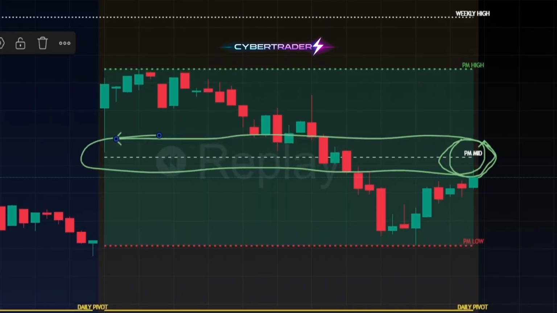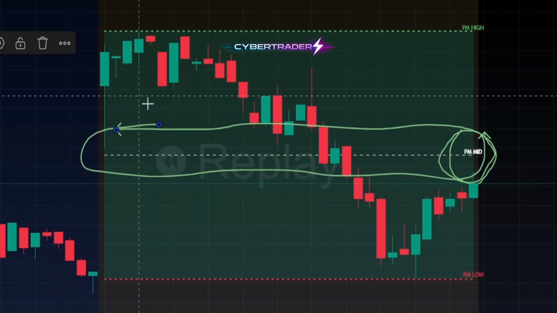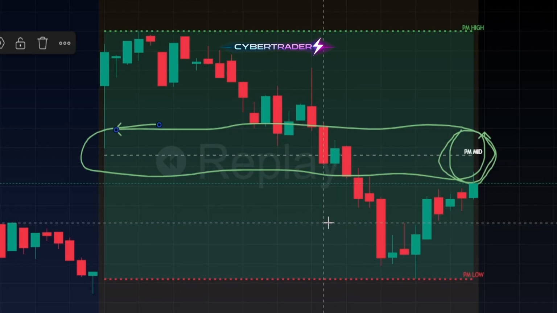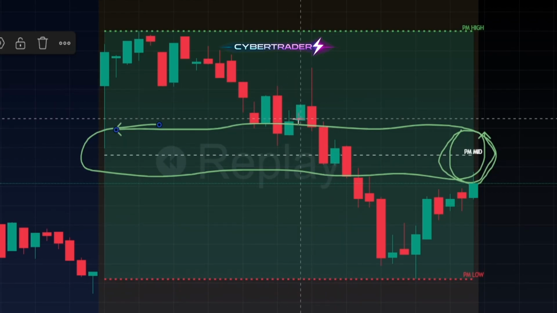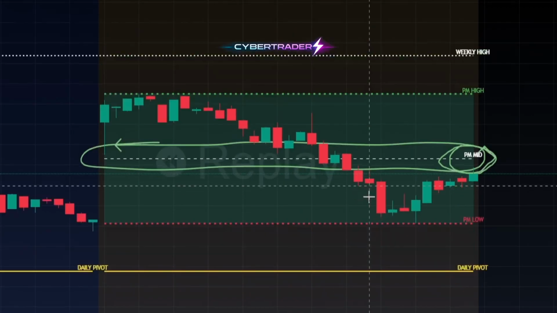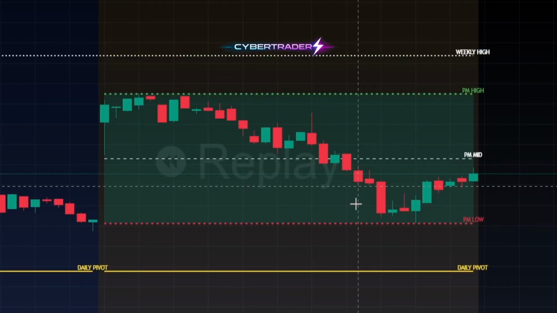That midpoint matters because it helps you judge whether price is holding the upper half of the range or the lower half. If price is accepting above the midpoint, that usually shows more strength. If price is accepting below it, that usually shows more weakness.